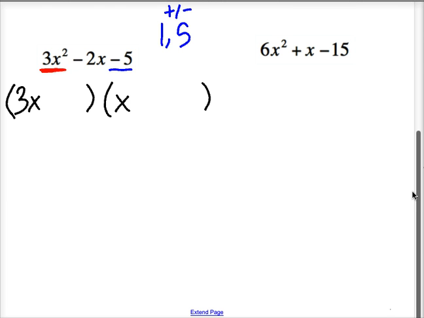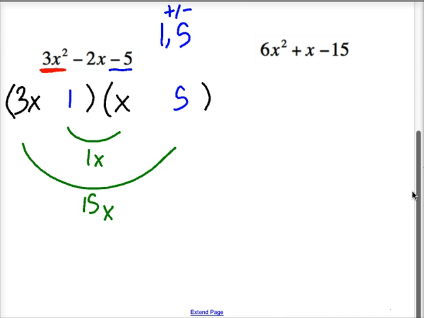All right, now in this case, what I want to show you is a little technique. So when I plug in 1 and 5, because everything matters where you put what, because there's a difference between the 3x and the x, I'm going to neglect my negative for a moment. Okay, I'm just going to make my connections. Because I want you to see something.